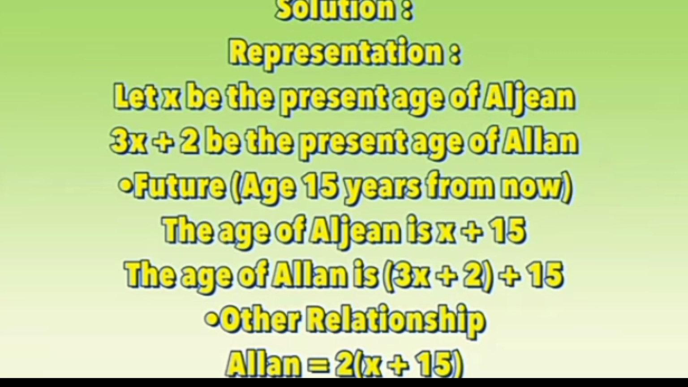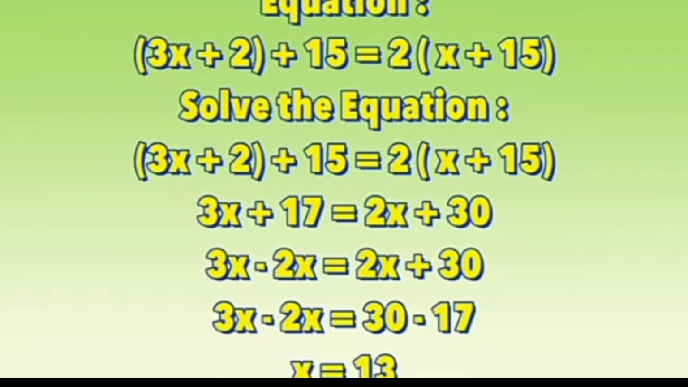And we have another relationship stated in the problem. Alan is 2 more than 3 times older than his daughter. So in this equation, on the left side, our equation is 3X plus 2 plus 15 equals 2 times (X plus 15). This 2(X plus 15) came from the other relationship. So the left side is the age of Alan, and the right side is the age of Algin.